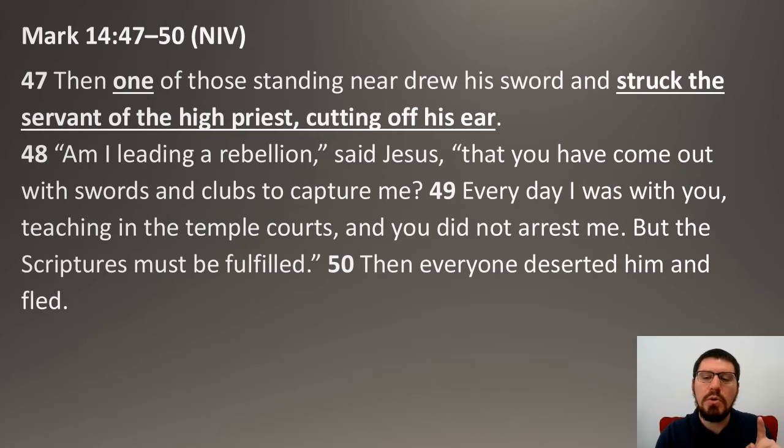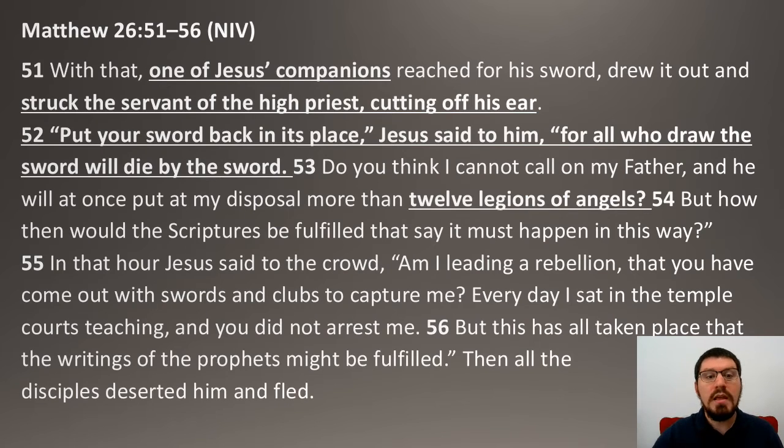But there's actually more details that you probably know, but aren't included in Mark's gospel. Let's look at Matthew. Matthew tells us a little bit more about that one. He tells us that it's one of Jesus' companions. So in Matthew chapter 26, verses 51 through 56, I'm going to read some of the differences right here. In verse 51, we find out it's one of Jesus' companions. Okay, do you remember which one? You probably do. That's maybe a little bit of trivia that you might know. But it's not included in Mark.